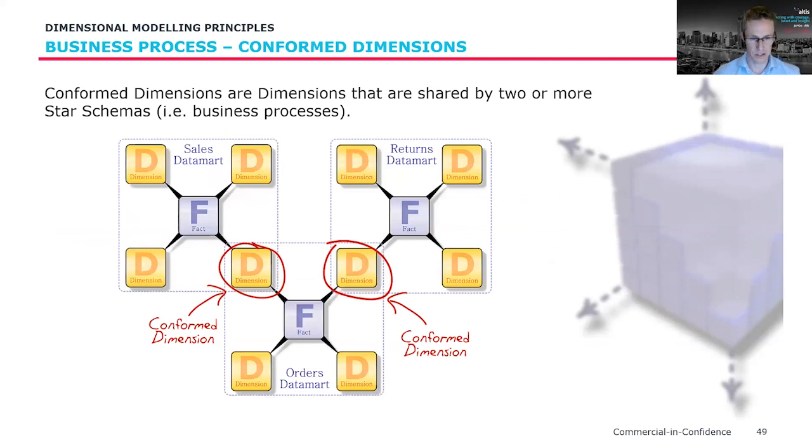So I'd also like to introduce this concept of conformed dimensions. In our dimensional model, where you have dimensions that are shared across multiple dimensional models, these are called conformed dimensions. So in the higher ed space, a teaching period dimension, a student dimension, these are the dimensions that are going to be common across multiple dimensional models. And these are conformed dimensions.